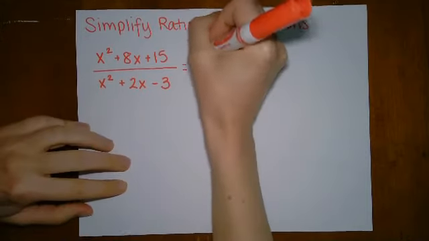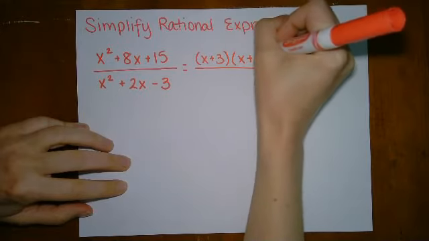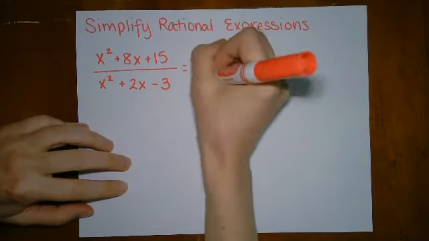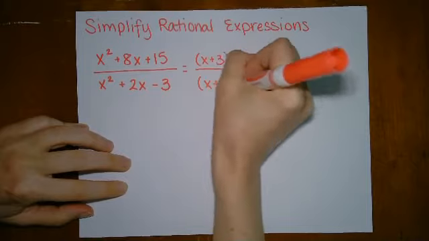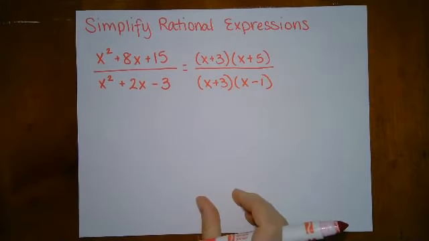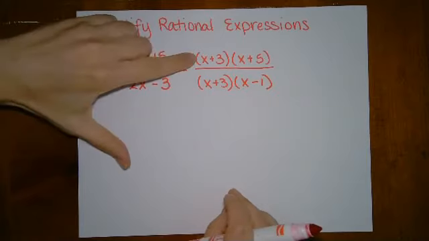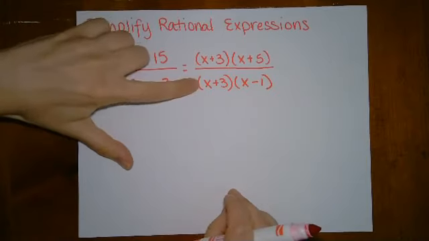So the first step is always to take anything that is in standard form and change it to factored form. In this case, the numerator will be x plus 3 times x plus 5, and the denominator will be x plus 3 times x minus 1. Now that we have our factors, we look for anywhere that we are multiplying by 1, where we have the same factor in the numerator and in the denominator. As you can see here, x plus 3 over x plus 3.